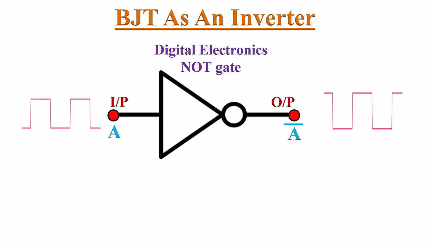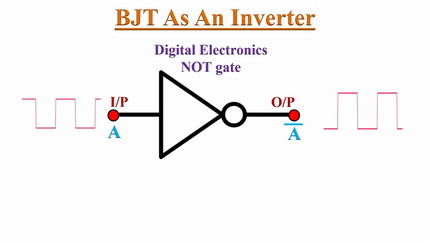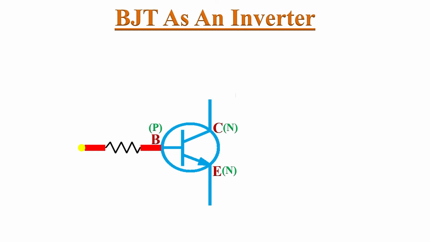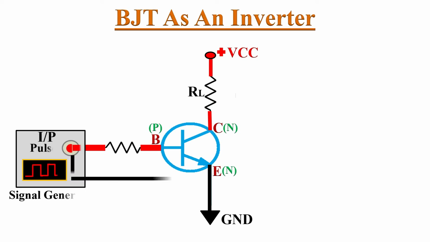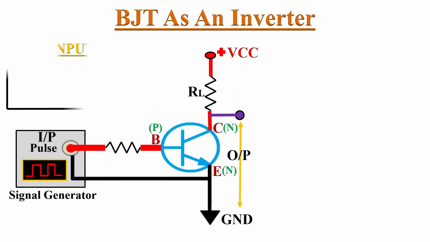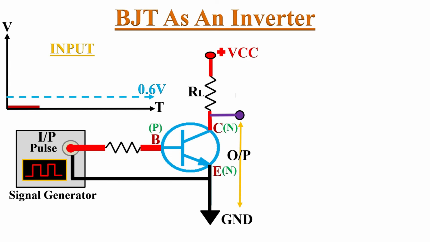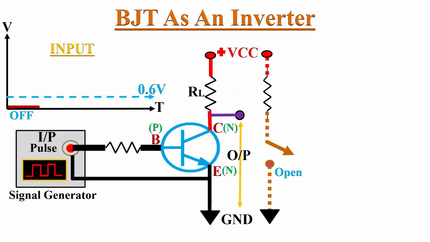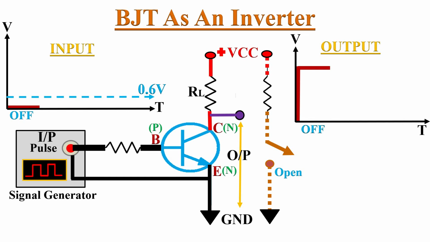BJT can be used as an inverter to change the logic levels of the input signal. Let's take an NPN transistor, connect emitter to 0 potential and collector to the positive supply through a resistor. Now apply an input pulse to the base terminal. We measure output between emitter and collector terminals of the BJT. When the input pulse level is less than 0.6 volts, because of the low level at the base of the transistor, potential barriers will not get eliminated. So it acts as an open switch. So the entire VCC will appear at the output.